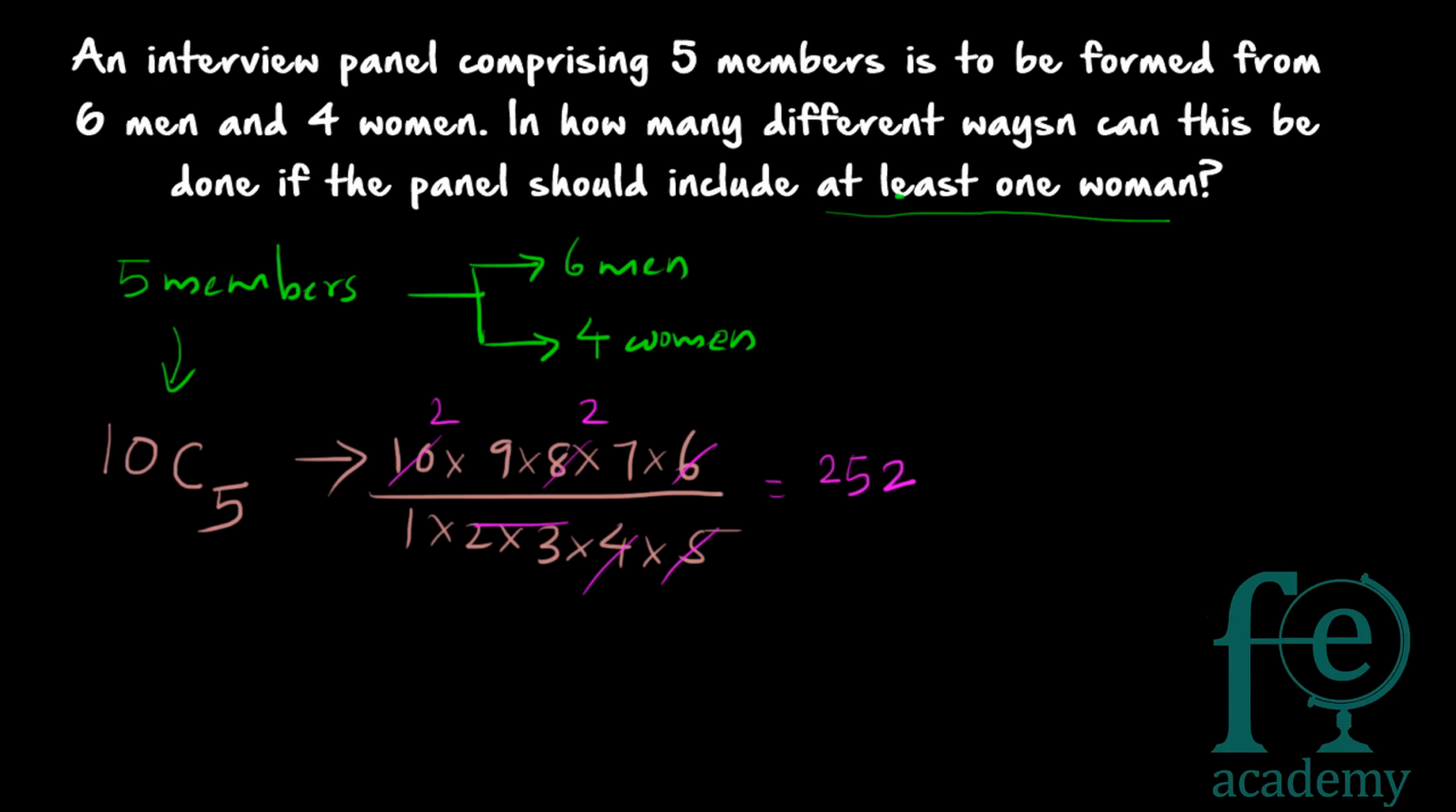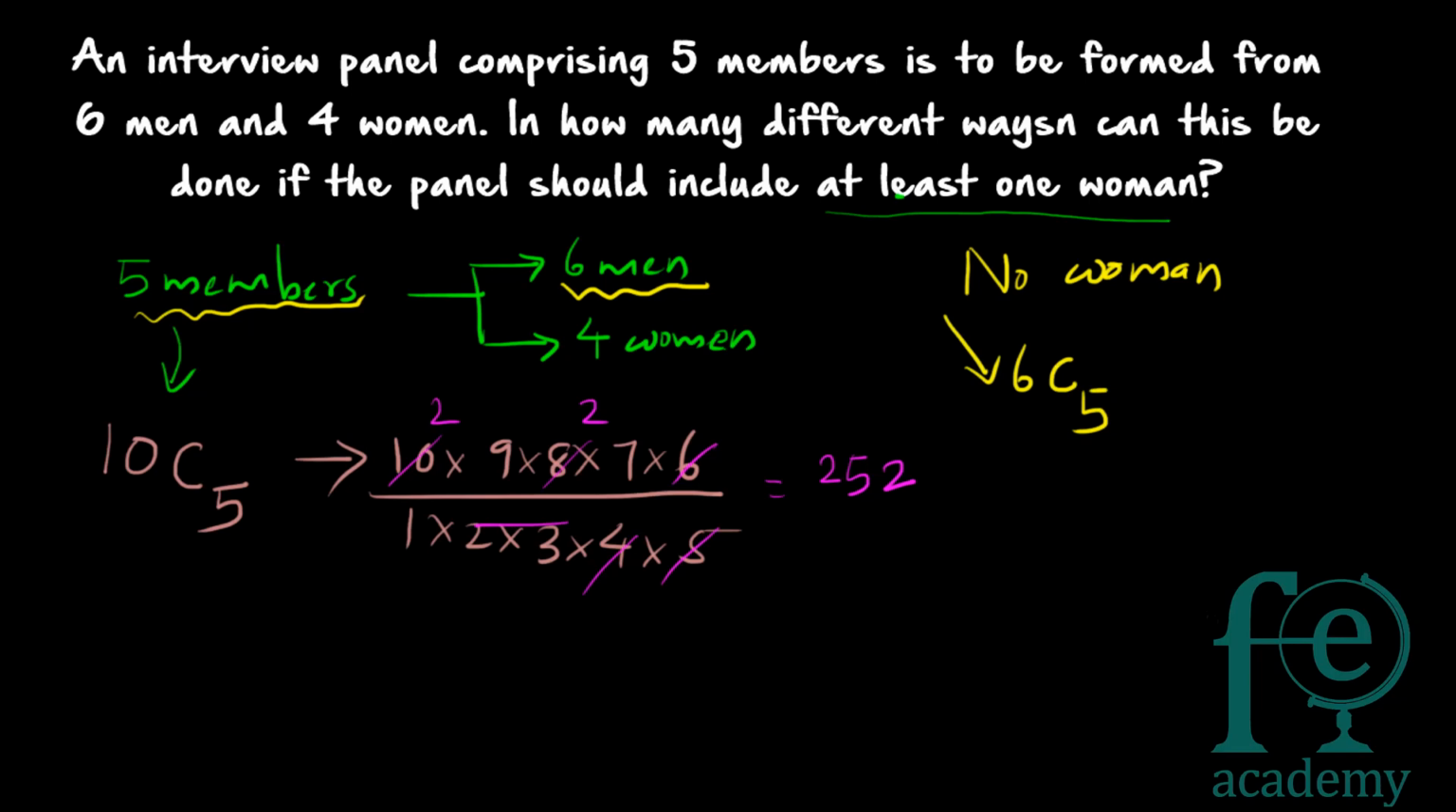So there are 252 ways in which the interview panel can be formed. Out of 10 members, you are selecting 5 members and you are forming an interview panel. So 10 C5 ways you will be able to form the panel. So 10 C5 is equal to 252. Now you have to find out no woman is selected. Suppose no woman is selected for the interview panel. So how many ways it can be done? No woman is selected means out of 6 men you have to form 5 members of the interview panel. So 6 C5 ways you can do that. There are 6 men available and you have to form an interview panel of 5 members.